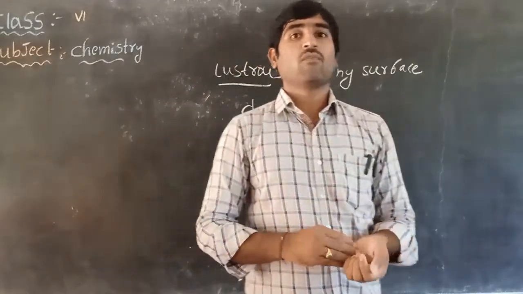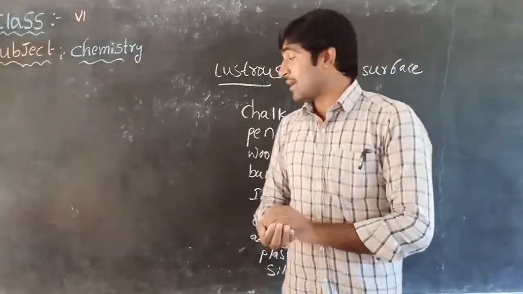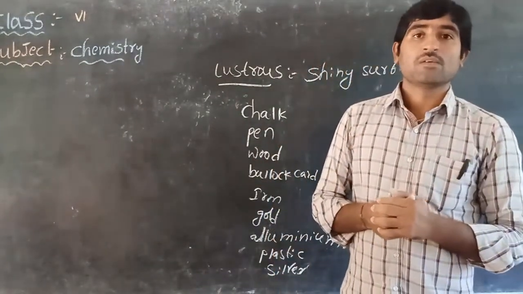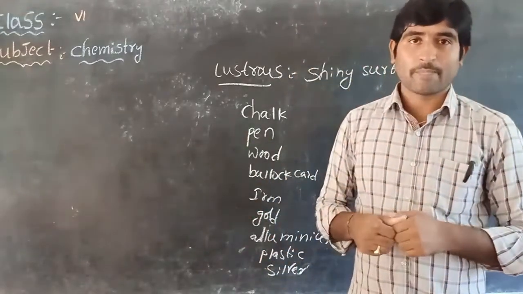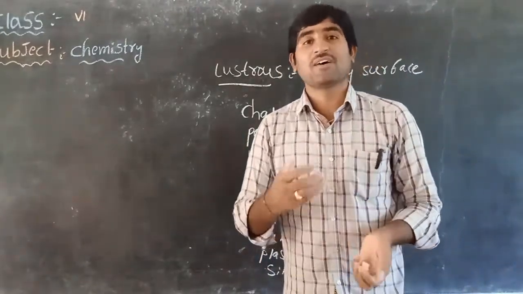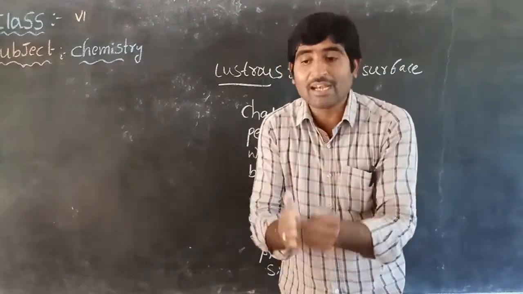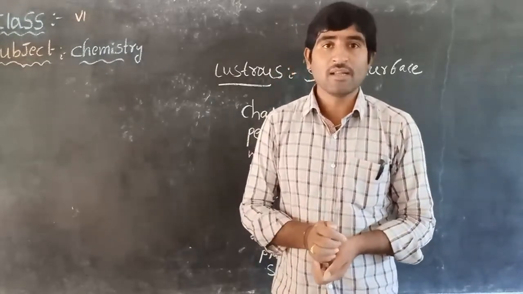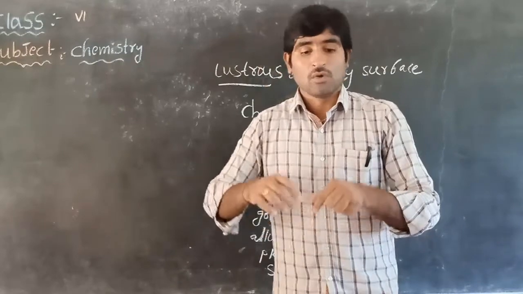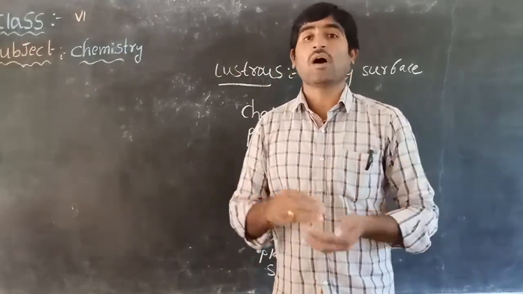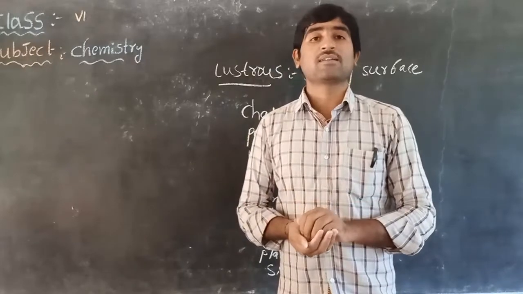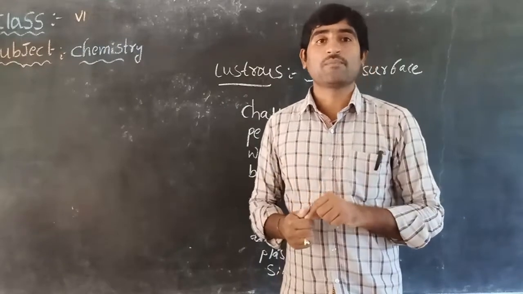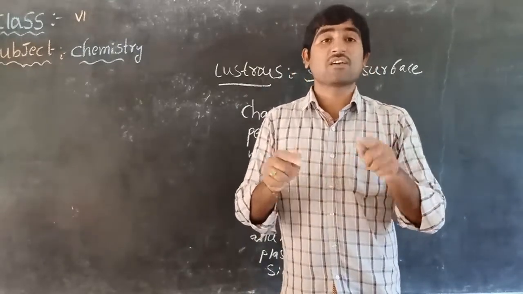Among the articles, observe which articles have a shiny surface and which do not. To find the shiny surface, first take one material and cut it into two halves. Understood, children? That is how we find the shiny surface of a material. We take one article and cut it into two halves. After cutting, observe the freshly cut place: does that spot have a shiny surface or not?